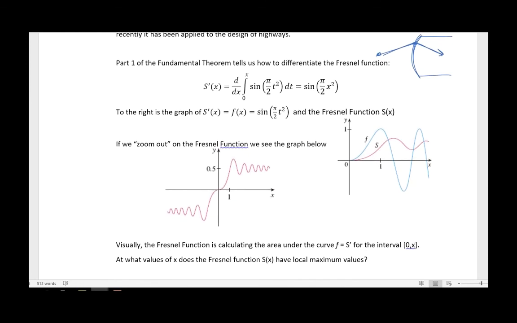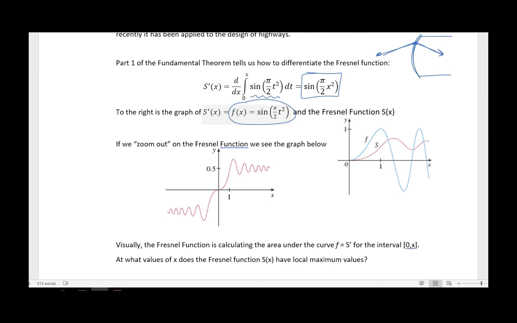So we have that Fresnel function. The fundamental theorem tells us how to differentiate the Fresnel function. If we take the derivative of the Fresnel function, we know from the fundamental theorem part 1 that the derivative and the integral undo each other. Those are inverse operations. And what we end up with is just sine of pi over 2 x squared. So that is the derivative of the Fresnel function. Now, what we're doing symbolically here is calling the derivative f of x. We can see in blue here is the derivative of the Fresnel function.